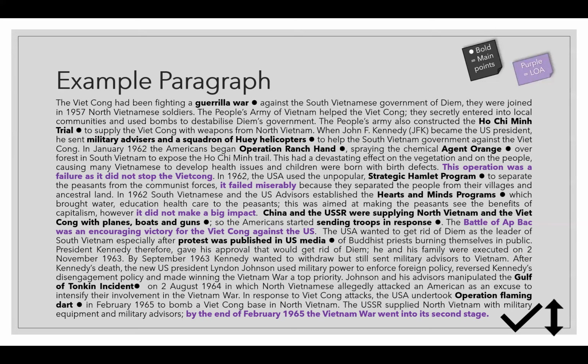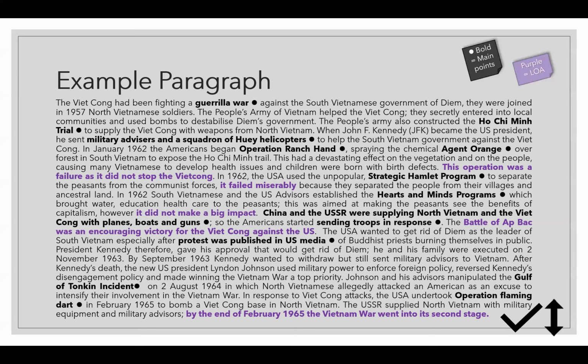In response to the Viet Cong attack, the USA undertook Operation Flaming Dart to bomb a Viet Cong base in North Vietnam. But the response to that is that the USSR just supplies North Vietnam with military equipment and military advisors. And by the end of February 1965, the Vietnam War went into its second stage. So once again, that's that line of argument, leading you into the second stage of the war. You can also play around with that to show that the Vietnamese were therefore able to resist America to such an extent that America couldn't finish this war as quickly as they thought they could.